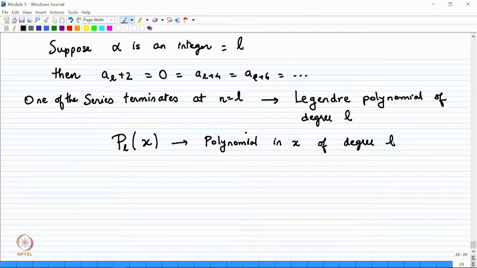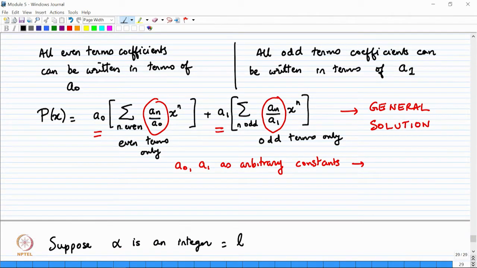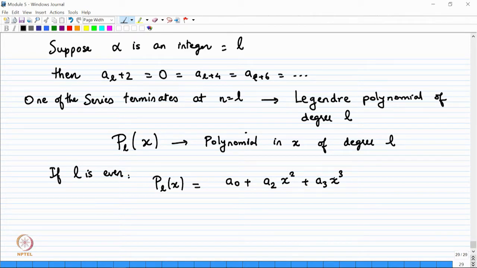And P L of x is one solution. So basically, if L is even, then P L of x is equal to a 0 plus a 2 x square plus a 4 x to the 4, plus and so on up to a L x raised to L.